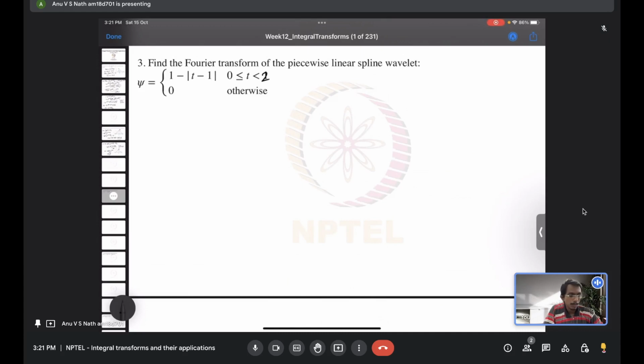So you draw the wavelet, how it looks, and then evaluate its Fourier transform. So I may give you some time for this, then I will show how to do this. Okay.